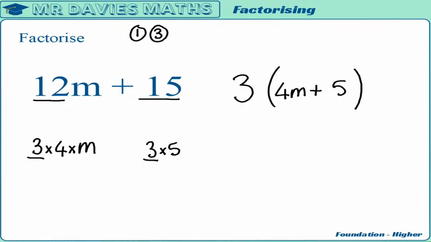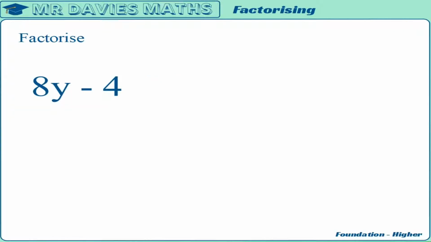Let's try another one. Okay, so this time, again, we're looking for a common factor. They both have numbers. Is there a common factor between 8 and 4? So they're both in the 1 times table, they're both in the 2 times table, and they're both in the 4 times table. I can't think of anything else, so we're going to use 4 as our common factor.